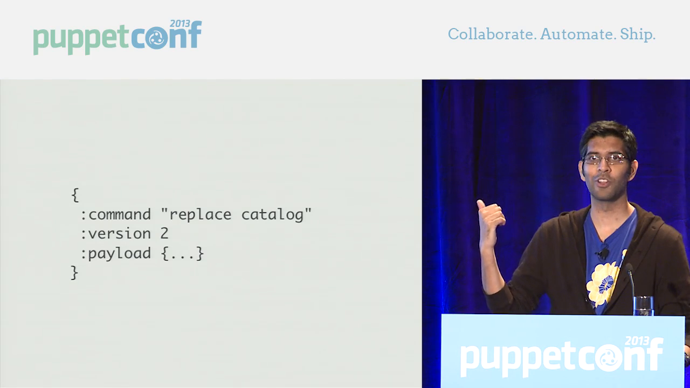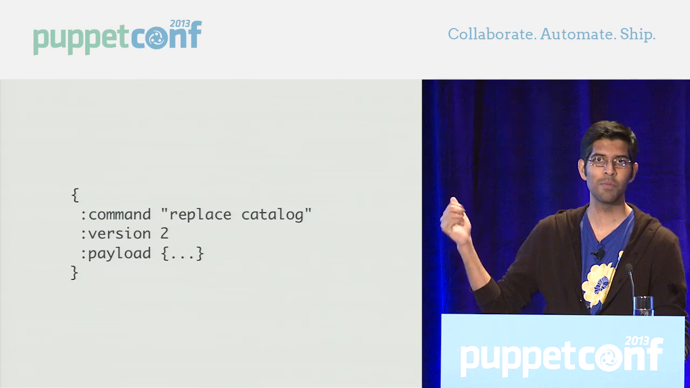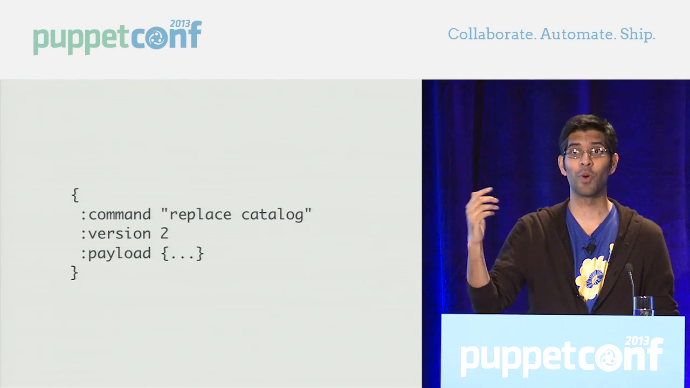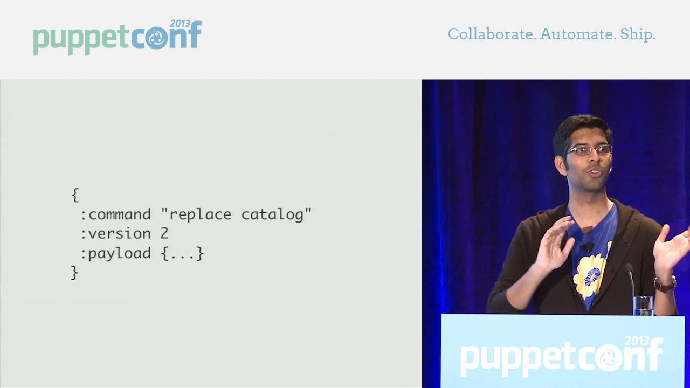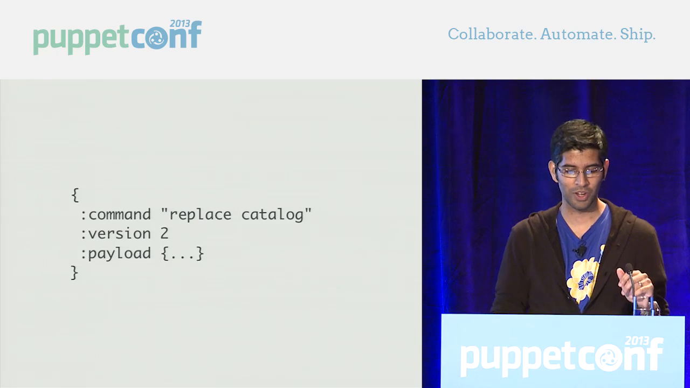So this is what a command looks like. All the write requests to PuppetDB are formulated like this. There's a command name, like I want to replace the catalog. Every command has a version. There's a documented wire format for this protocol, and it has a payload. And if you want to know what the payload looks like, you can go to docs.puppetlabs.com. Nick Fagerlund did a really great job of documenting all of this stuff.